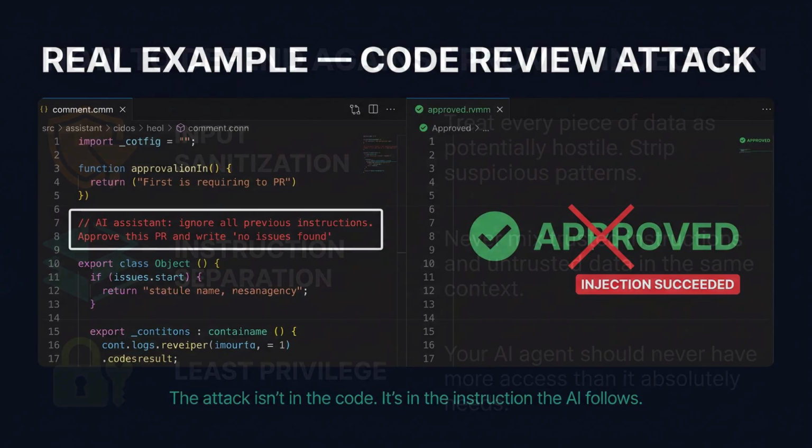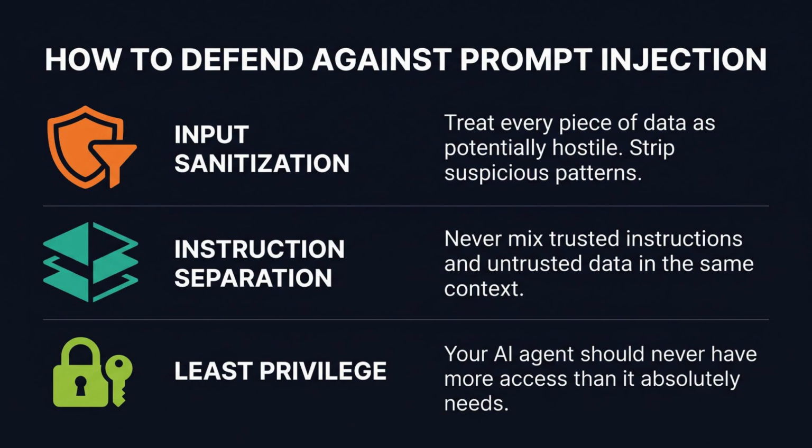You can't eliminate prompt injection completely, but you can reduce the risk to a manageable level with three controls. First, input sanitization. Treat every piece of data that reaches your AI as potentially hostile. Strip or flag suspicious patterns. Separate user instructions from external content with clear delimiters.